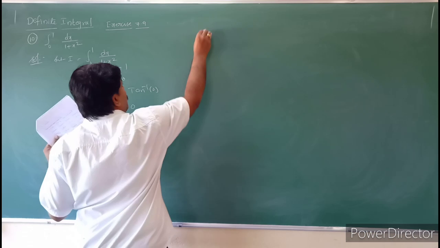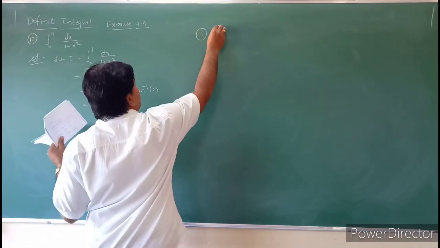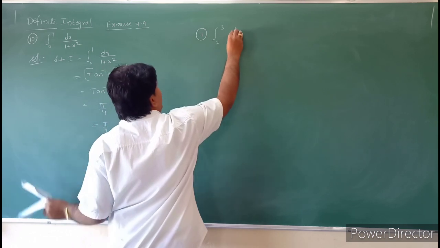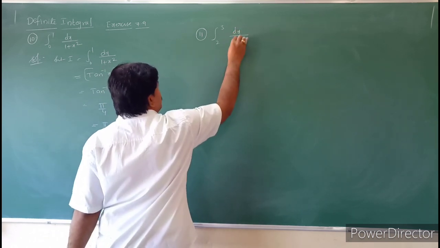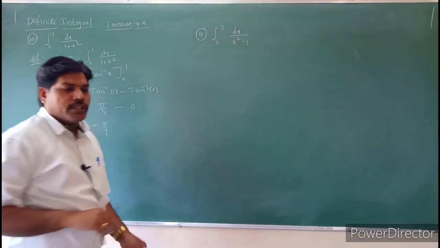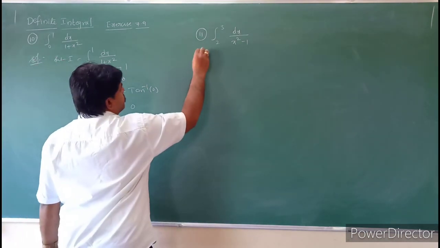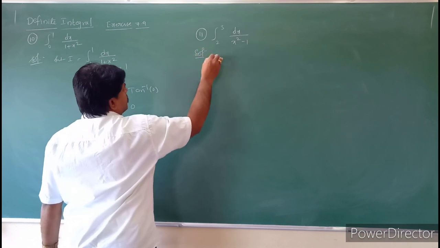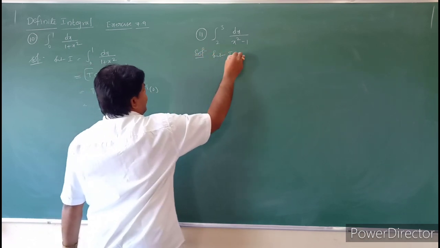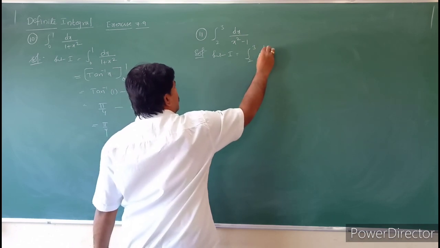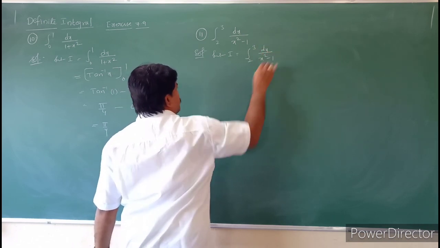See question number 11: integral 2 to 3 dx by x square minus 1. So what is that? Let I be equal to integral 2 to 3 dx by x square minus 1.